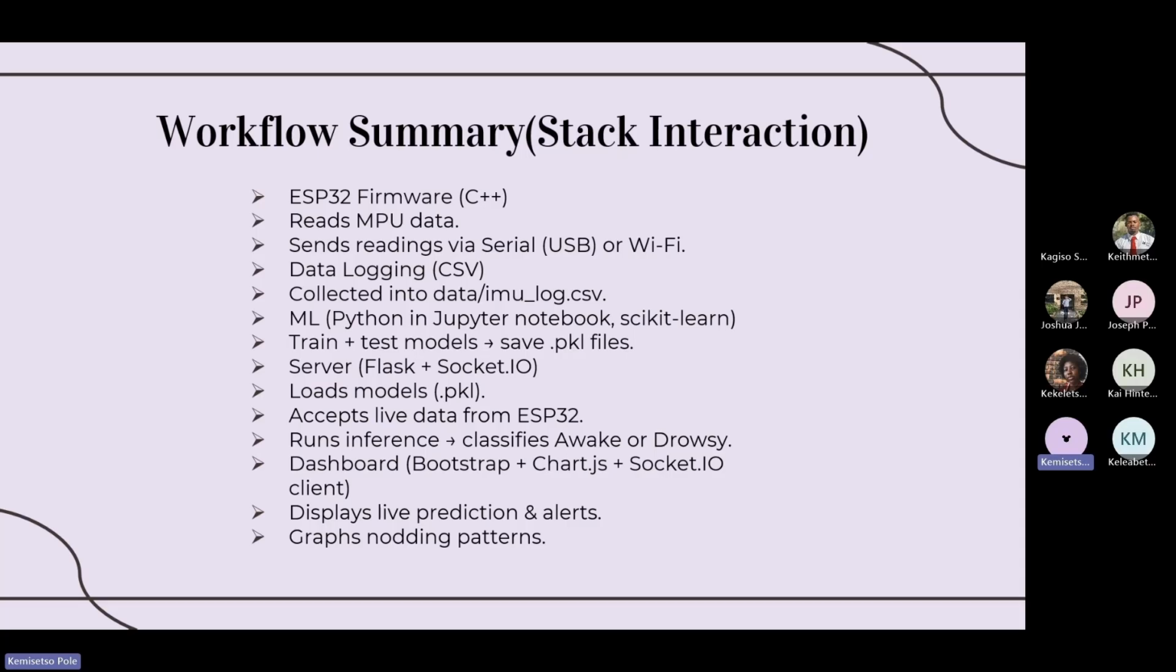The server, which is built in Flask and socket.io, loads these models. The server also accepts the live data coming directly from the ESP32. Once the data comes in, the server runs inference on it and classifies whether the person is awake or drowsy. And then the results are displayed on the dashboard on our website. The dashboard is built using Bootstrap, chart.js, and a socket.io client. It also sends alerts and even graphs noting patterns to track drowsiness over time.